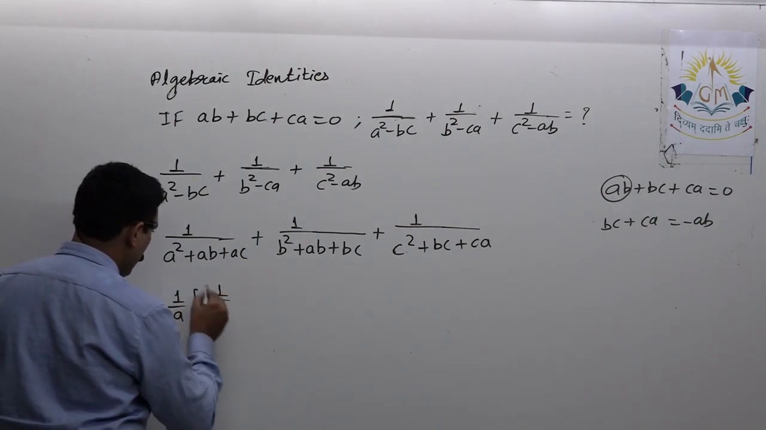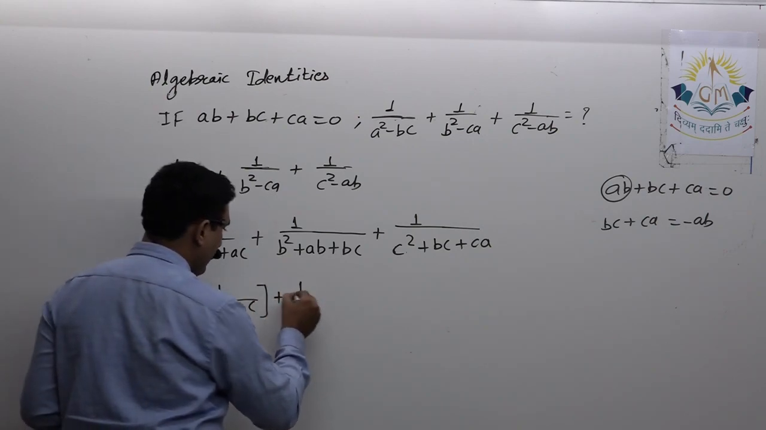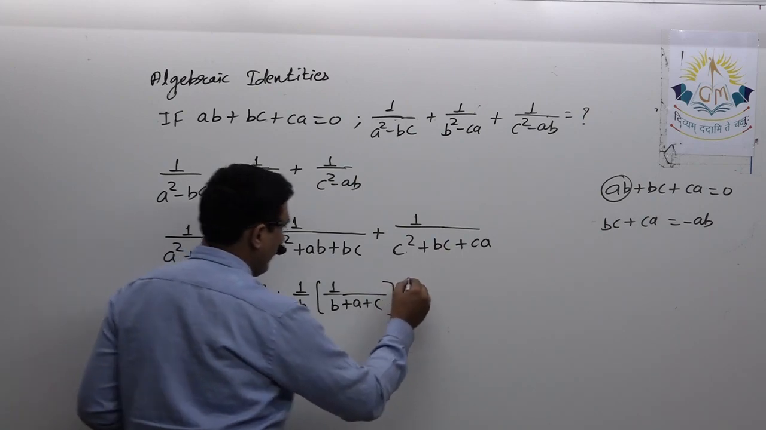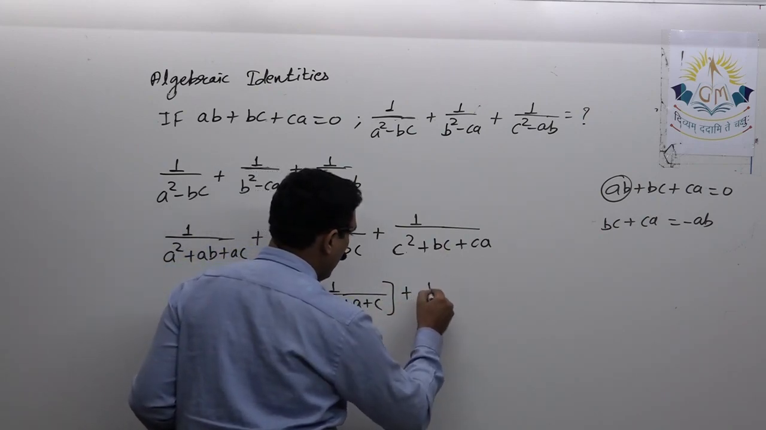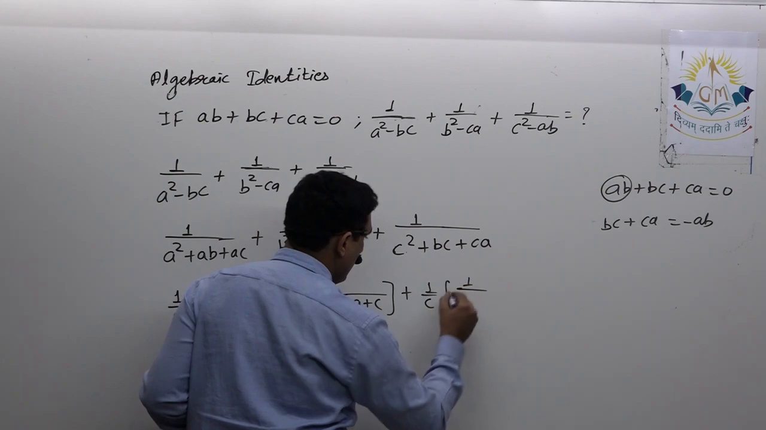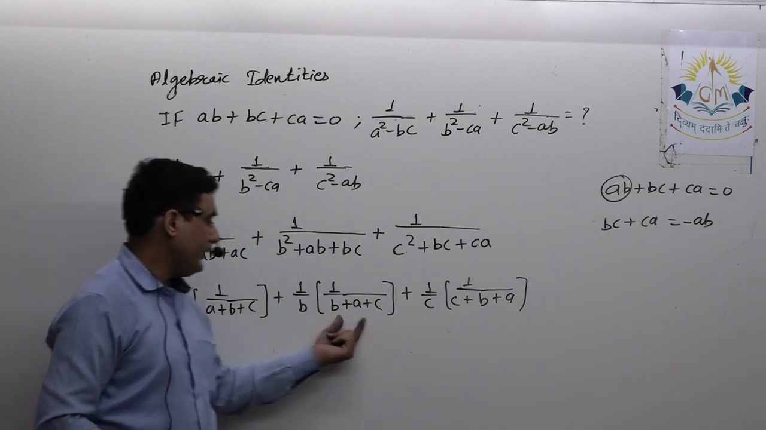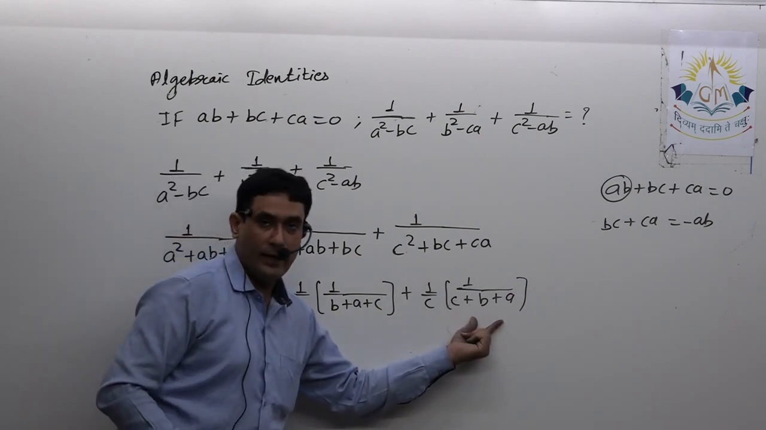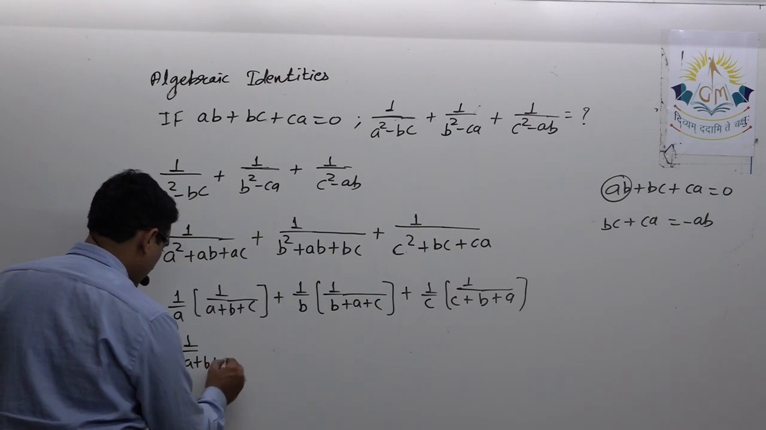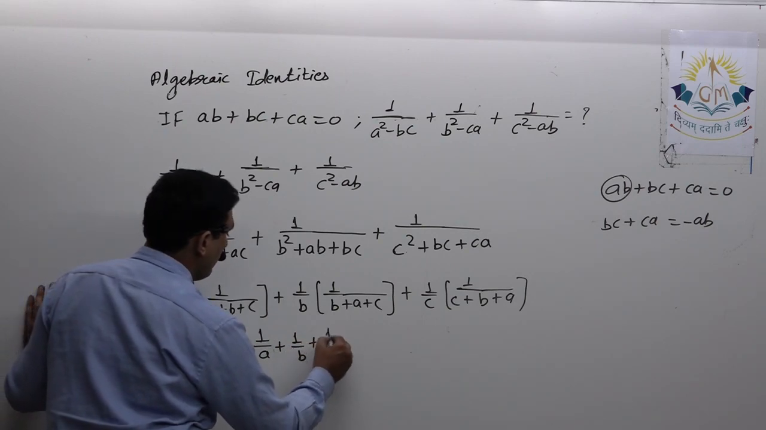So here I will get 1 upon A plus B plus C. From this, if I take 1 upon B common, I will get 1 upon B plus A plus C. And from here if I take 1 upon C common, I will get 1 upon C plus B plus A. That means here I have 1 upon A plus B plus C, and again 1 upon A plus B plus C, and again 1 upon A plus B plus C. So now if I take 1 upon A plus B plus C common from these three, here I will get 1 upon A plus 1 upon B plus 1 upon C.